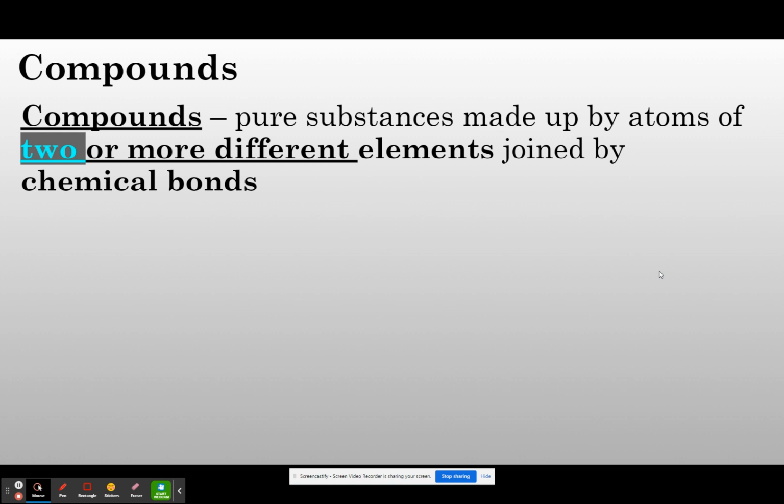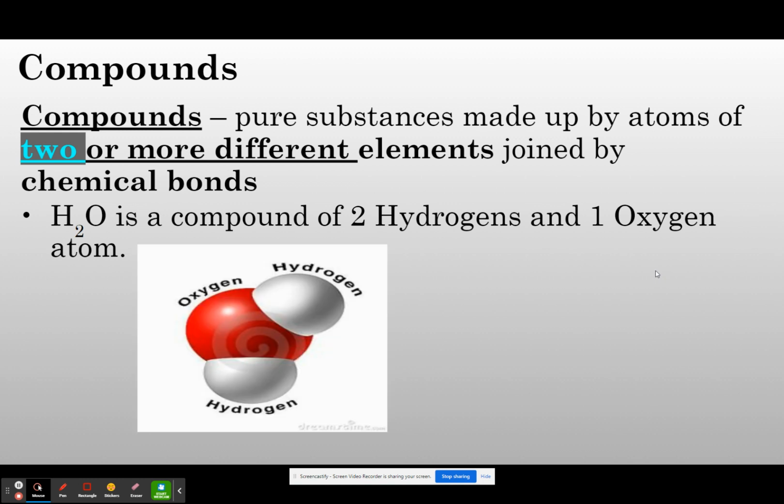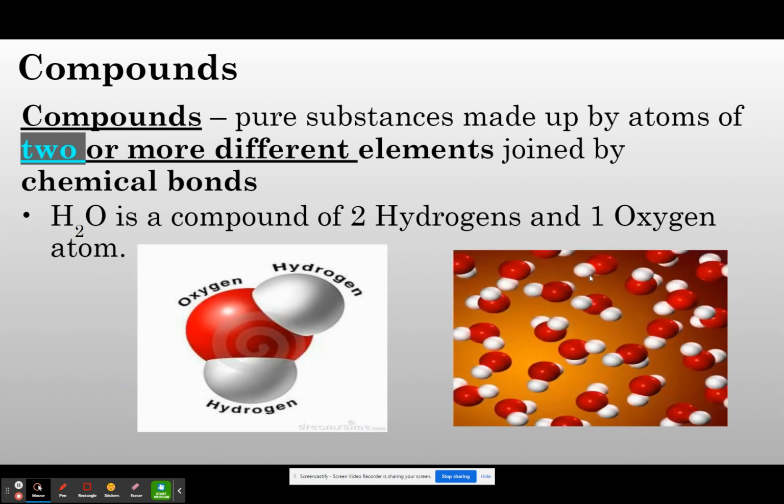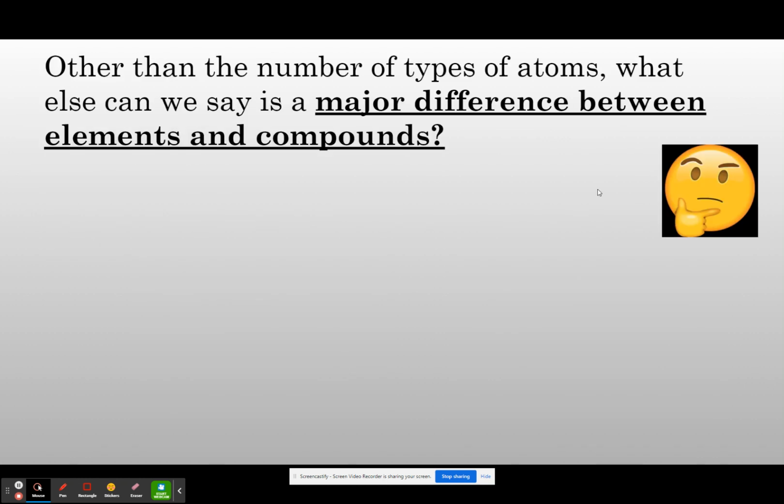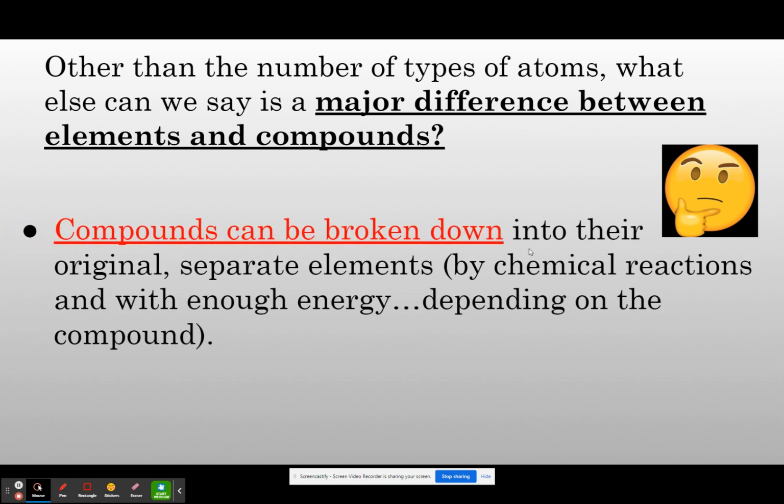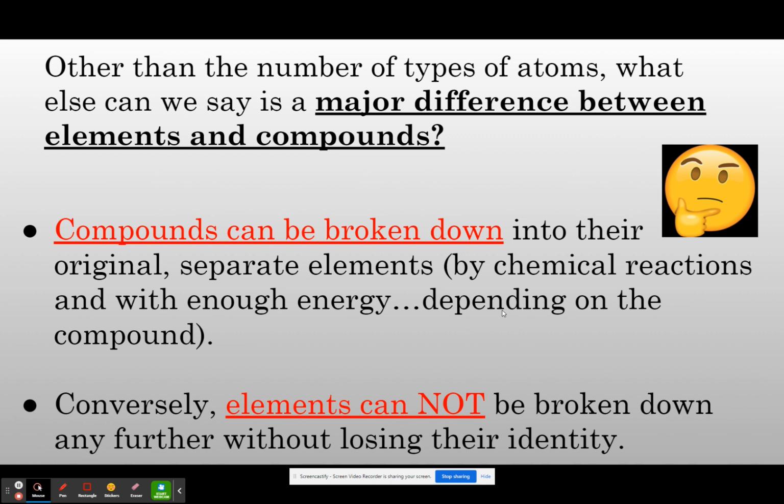Compounds. Compounds are 2 or more different elements joined by chemical bonds. H2O, CO2, those are examples of compounds because they are chemically bonded to each other. Any sample of water anywhere in the world, anywhere in the universe is always going to have 2 hydrogens and 1 oxygen that are chemically bonded to each other. So what's the major difference between elements and compounds? Well, compounds we can break down. It's not the easiest thing, but it needs to be chemical reactions. So we can make water into just hydrogen atoms and just oxygen atoms. Elements cannot be broken down any further without losing their identity.